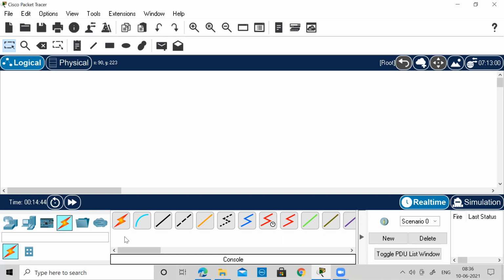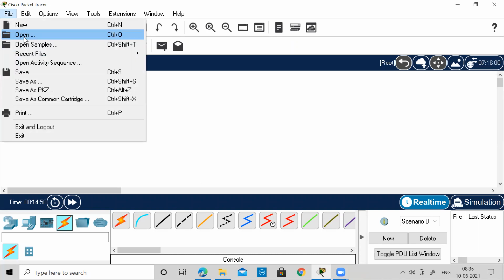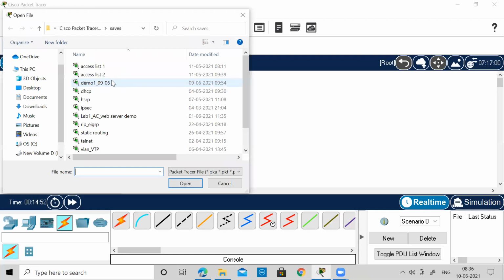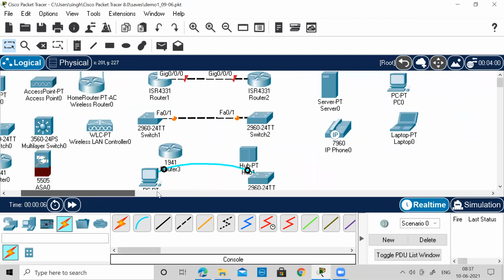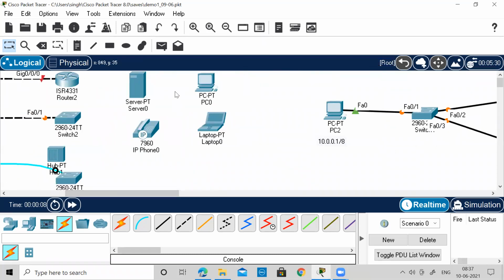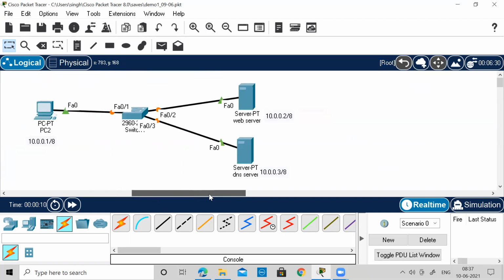And after that, we had run one demo. That demo, I'll just open it for you all, what I did yesterday. So we just saw these things. The left side is all my networking devices, and how we connect the devices, the end devices, using cables.